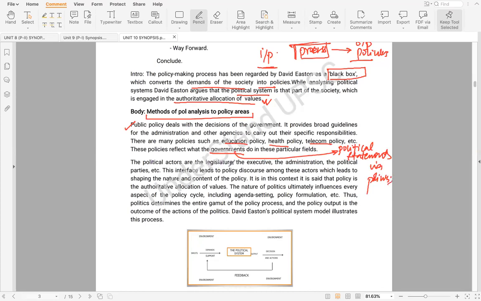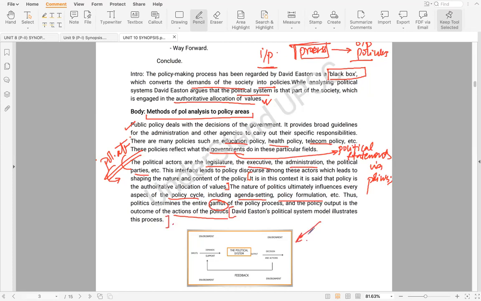So the political actors are the legislature, the executive, the administration, the political parties, etc. Here you're trying to diversify the political actors, so that you can give justice to the public policy cycle. This interface leads to policy discourse among these actors, which leads to shaping the nature and content of the policy. It is in this context that it is said that policy is the authoritative allocation of values. The nature of politics ultimately influences every aspect of the policy cycle, including the agenda setting, policy formulation, etc. Thus, politics determines the entire gamut of the policy process, and the policy output is the outcome of the actions of the politics. David Easton's political system model illustrates this process.